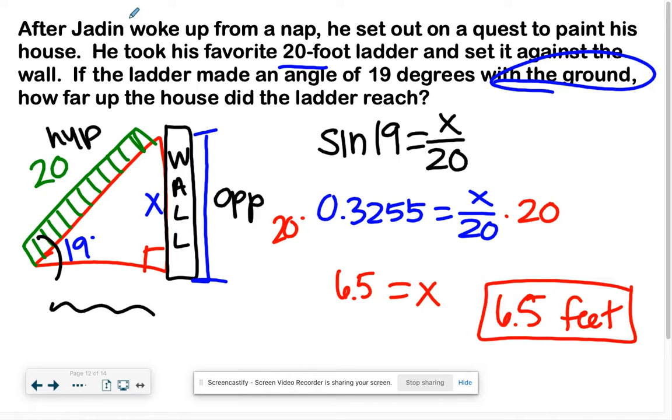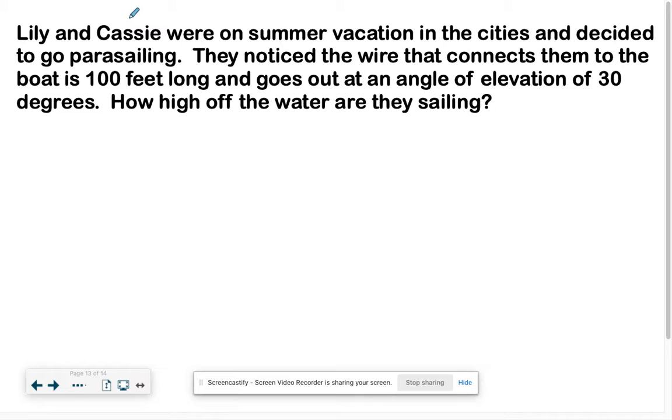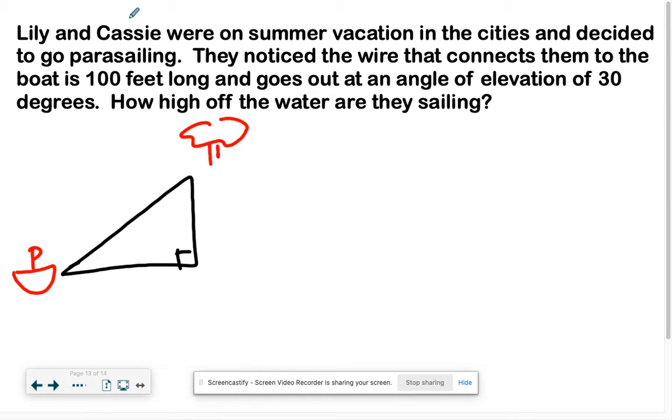Okay, let's read the next one. Lily and Cassie were on a summer vacation in the cities and decided to go parasailing. They noticed the wire that connects them to the boat is 100 feet long and goes out at an angle of 30 degrees. How high off the water are they sailing? All right, so again, folks, start with that right triangle. If you're parasailing, you don't know what parasailing is, but it's like you're attached to your boat. So here's your boat, and you're off up here parasailing.